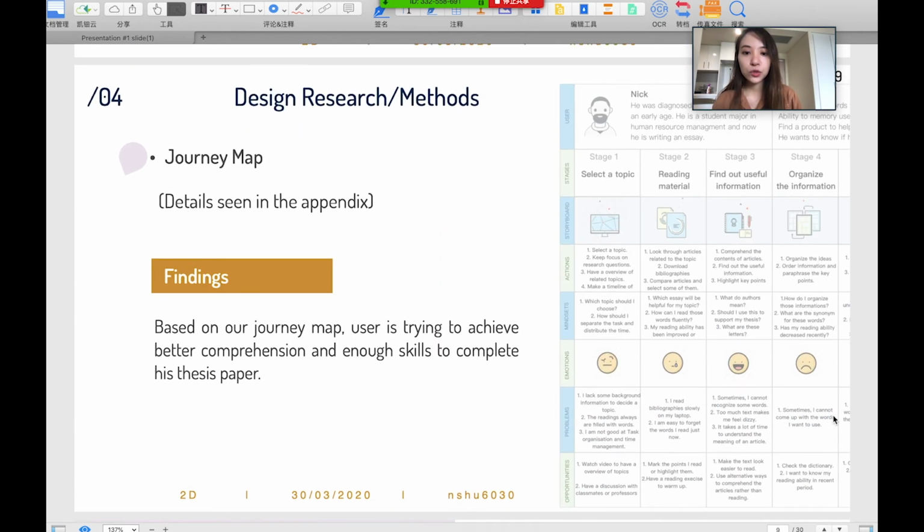We made a journey map to show the process in which a user with dyslexia may face some problems writing an essay, from stage 1 to stage 6. The user, whose name is Nick, cannot read the bibliography easily. Therefore, by transforming the words from the essay to audio, it becomes possible for him to hear the whole article and get the key information.